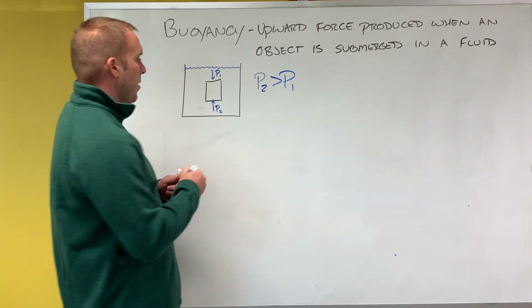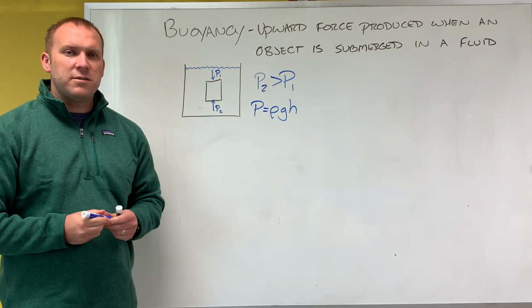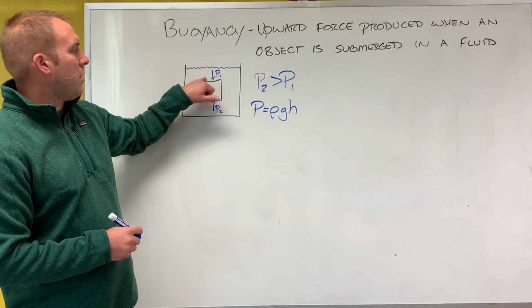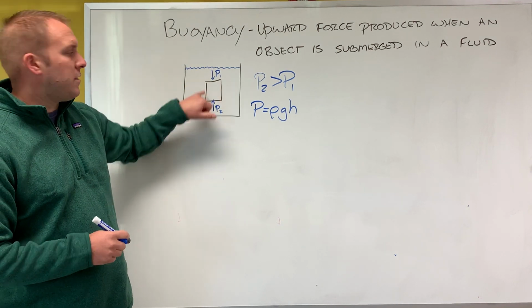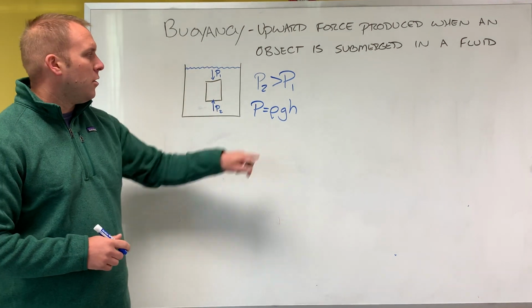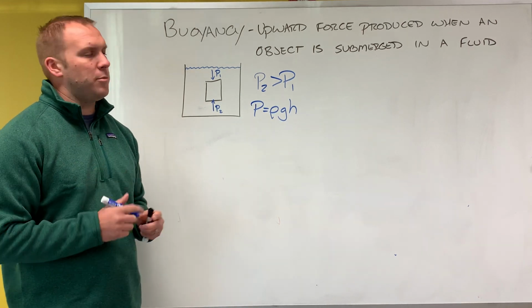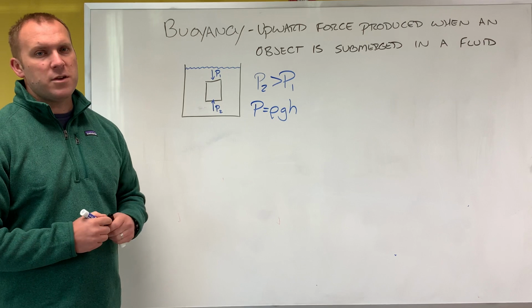Right? If we remember that pressure is density times gravity times depth, because pressure 1 is at a shallower depth and pressure 2 is at a deeper depth, pressure 2 is actually going to be slightly greater than pressure 1, just slightly depending upon the size of the object.